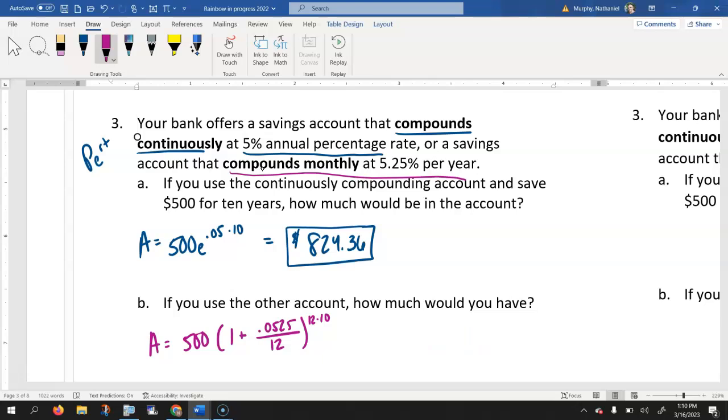Or you can just multiply it in your head and know that 12 times 10 would be 120. Regardless, when you type that in your calculator, you get a little bit more than what we had in the previous one. We get $844.26. So that's your answer for lesson 6.2 part B.